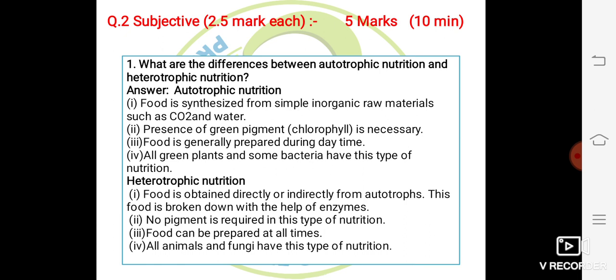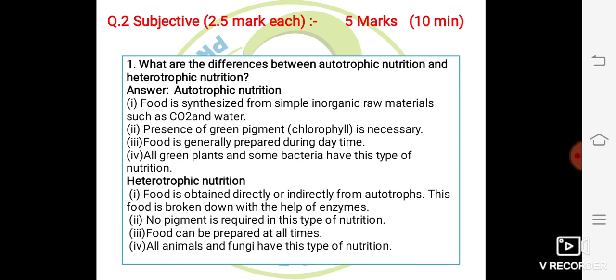Coming to heterotrophic nutrition, food is obtained directly or indirectly from autotrophs. The food is broken down with the help of enzymes. No pigmentation is required, so no chlorophyll is required over here, and the food can be prepared at any time of the day. All animals and fungi have this type of nutrition. So this is what you all had to write in the difference.